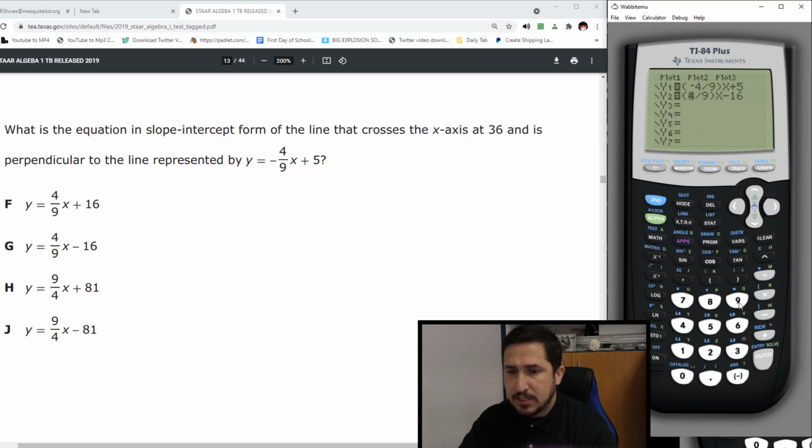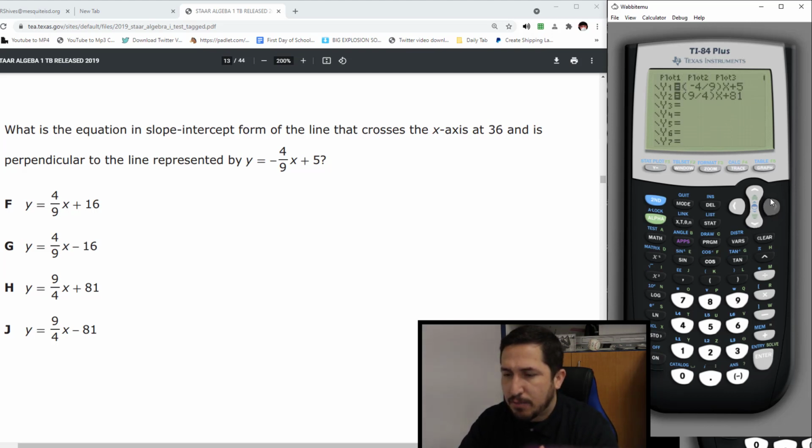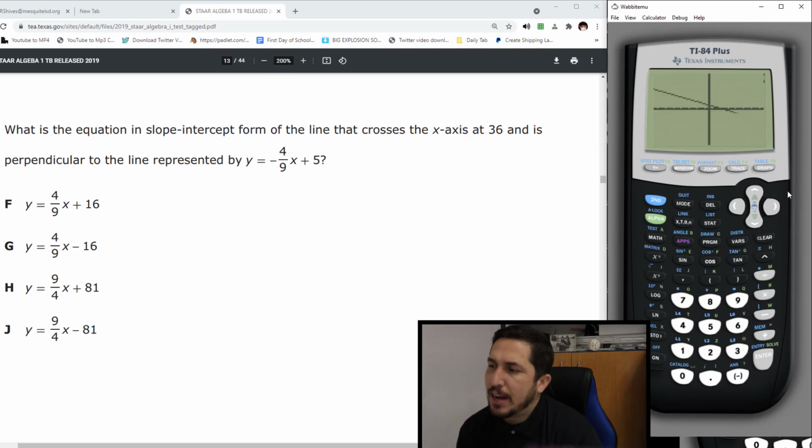And now let me see this. I'm going to go 9 over 4. I'm doing choice C right now. 9 over 4x plus 81. Graph him. Okay, no, that's definitely not touching here at the 36, so it's not going to be him. And then let's do choice J. Choice J says 9 over 4x minus 81. All right, graph him. There he goes.